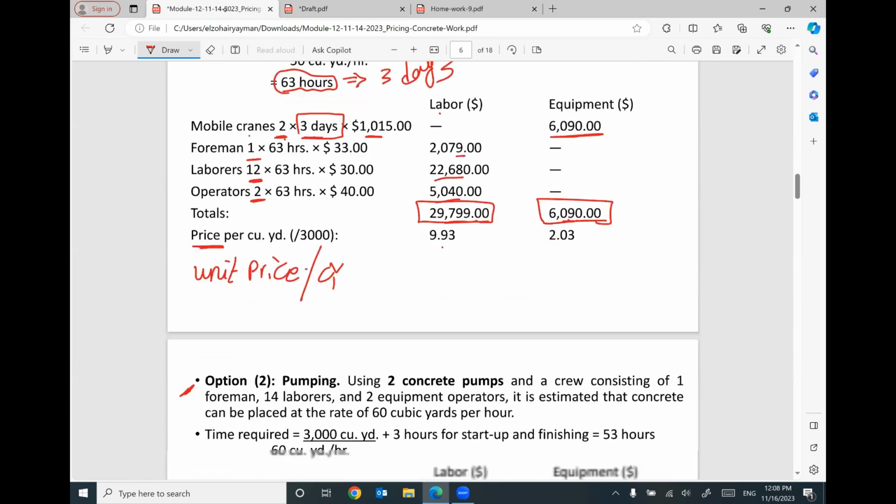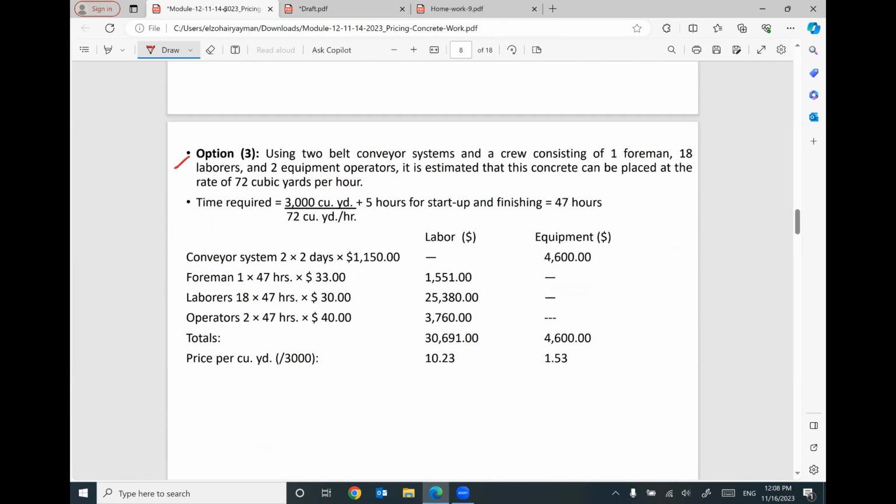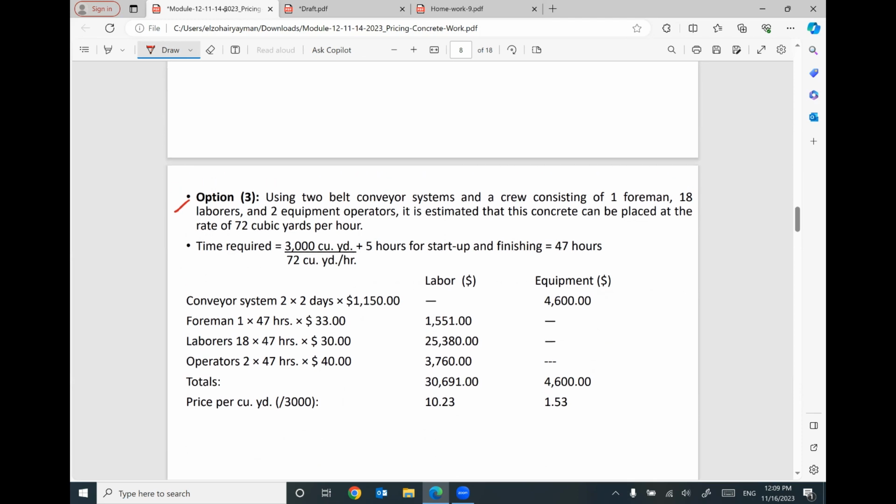I will do the same for option number 2. I will do the same for option number 3. Then I can make a comparison to figure out the best choice to use in my project.